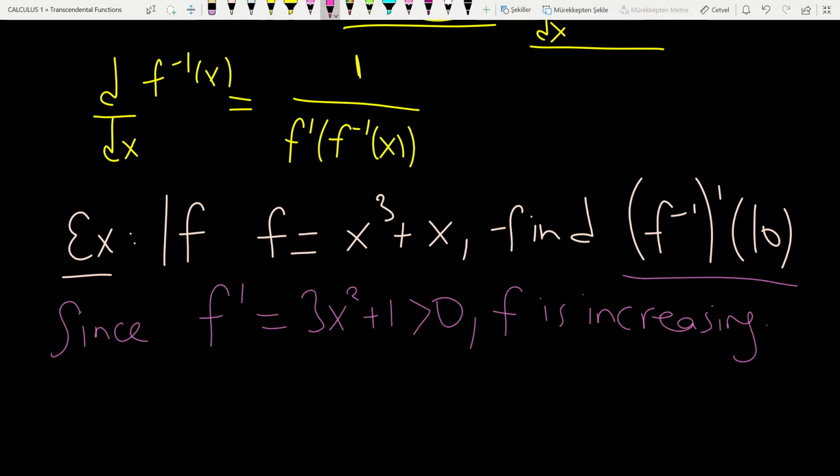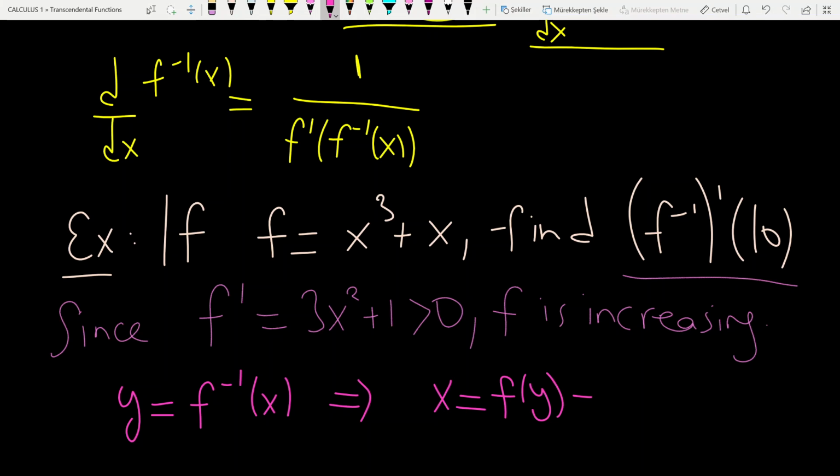Let's say y is equal to f inverse of x. To solve this kind of problem, we use this identity, okay? By this identity, if you take f of each side, then you have x is equal to f of y. Since f of x is x cubed plus x, f of y is equal to y cubed plus y.